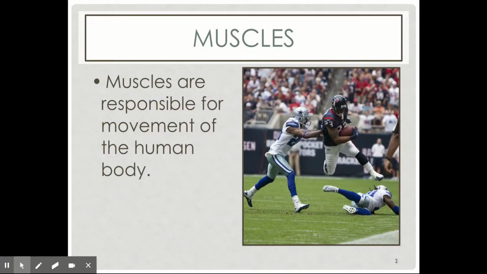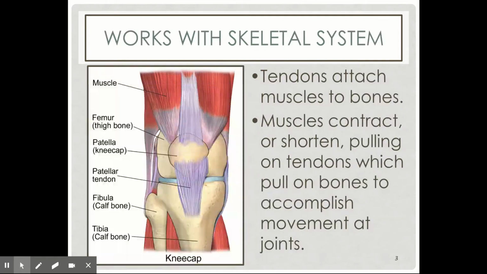Muscles are everywhere in our body. They are responsible for movement of the human body along with the skeletal system. With the skeletal system, your tendons are going to attach your muscles to your bones. So your muscles directly integrate with your bones, and the movement of those two things together with the coordination of a tendon is going to allow your body to actually perform that movement.